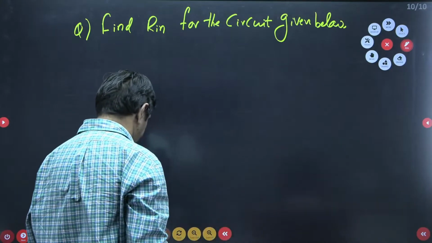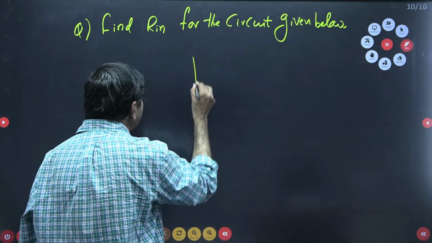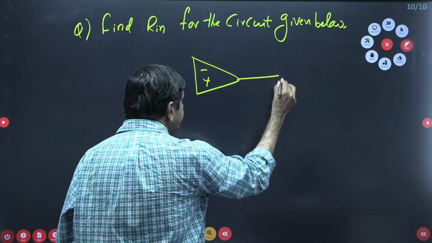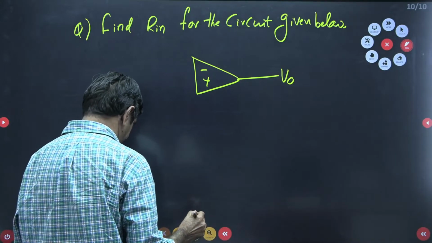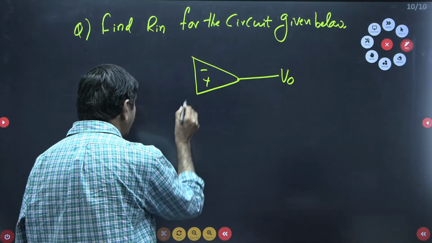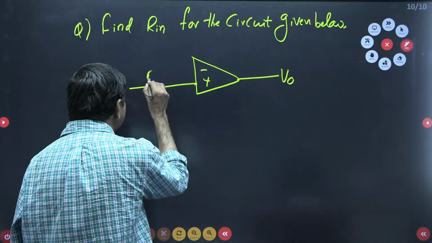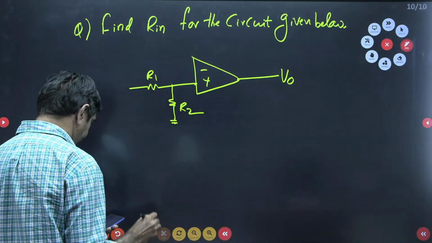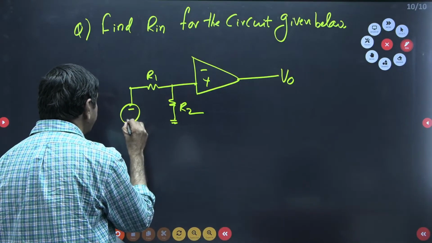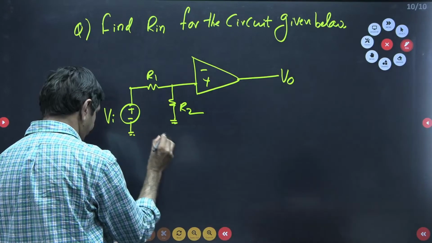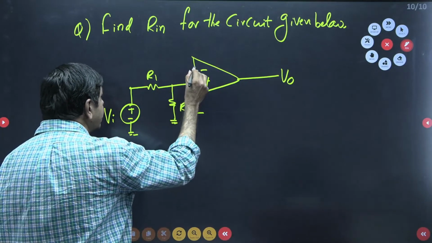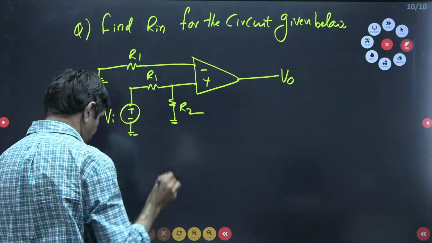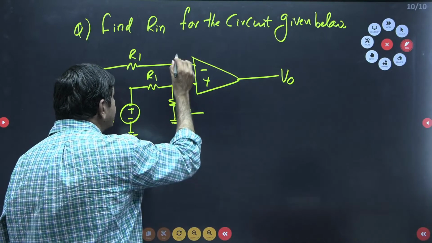How to find this? There is an op-amp with minus and plus terminals, with V0 here. Here a resistor R1 is given, connected with R2, and here the supply voltage Vi is given. This side is connected with R1, the same R1 connected to the ground, and RF is connected here.